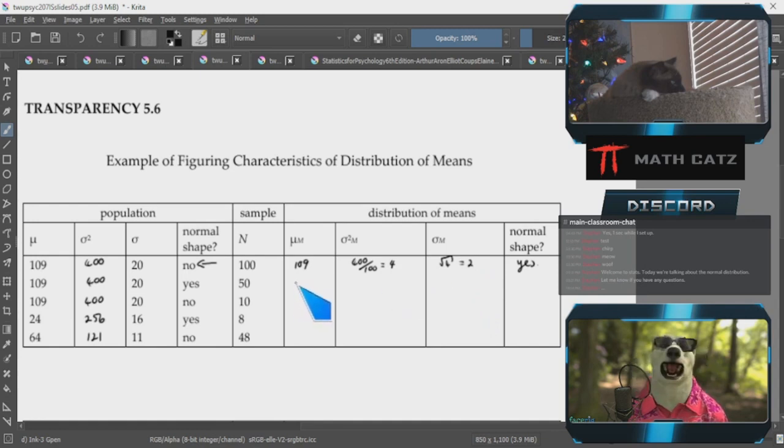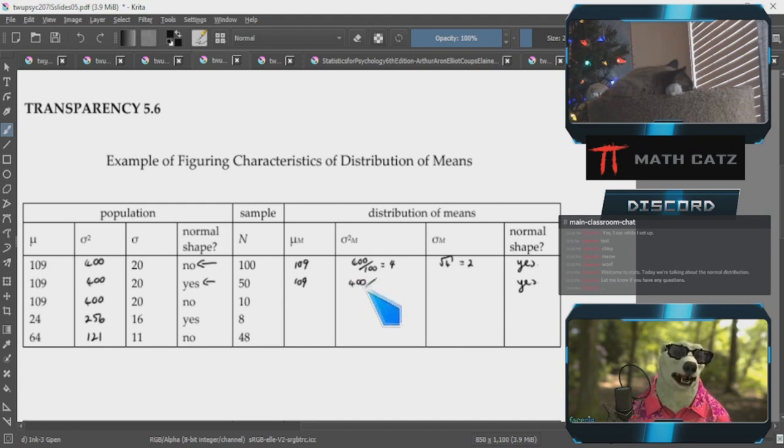So the next one, if my population distribution is normal already, then it doesn't matter what the sample size is. The distribution of means will also be normal. I'll fill in this one too, I suppose. Same mean. The variance of the distribution of means will be the variance divided by the sample size. And I'll let you finish that.